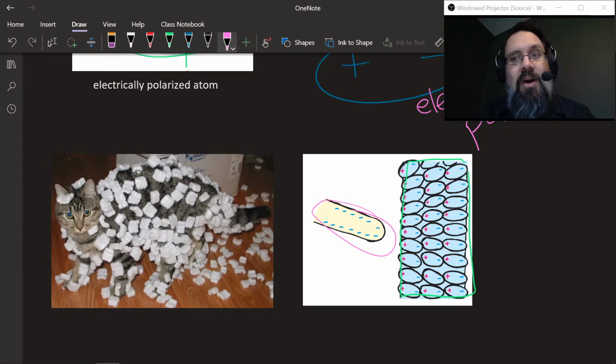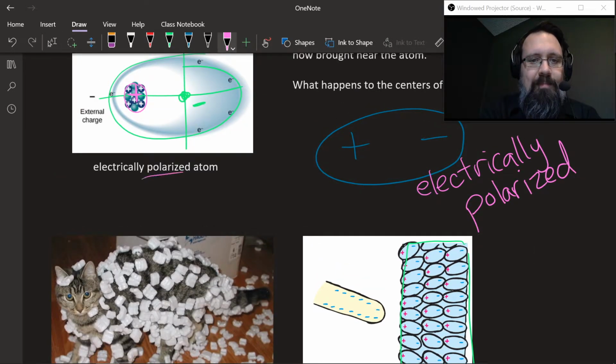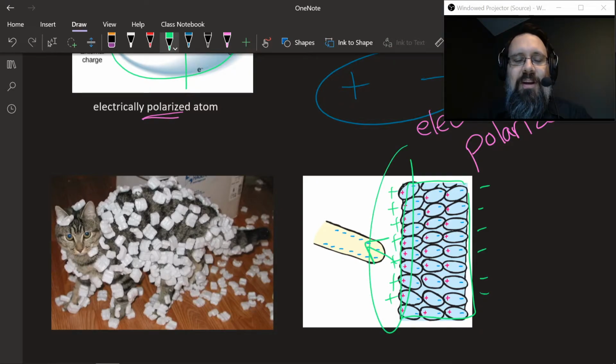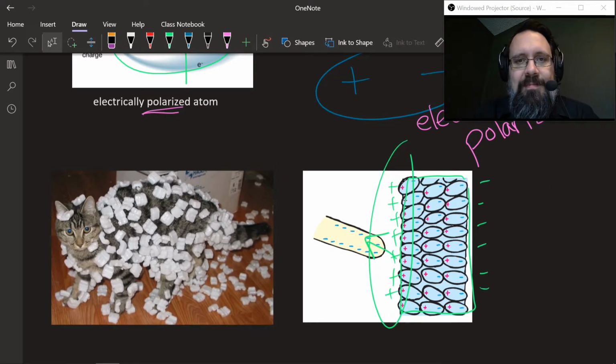And so when the cat is then brought near the styrofoam, it polarizes. That's the word for this up here. It polarizes the atoms, leaving one side of the styrofoam positively charged, and the other side negatively charged. And so that ends up sticking to the cat. This positive side ends up sticking to the cat. So it's not that the styrofoam is charged, it's that the charge has been separated so that one side of the styrofoam is now positively charged, and it will actually be attracted to the fur on the cat. What questions do you guys have for me about this concept of charge polarization?